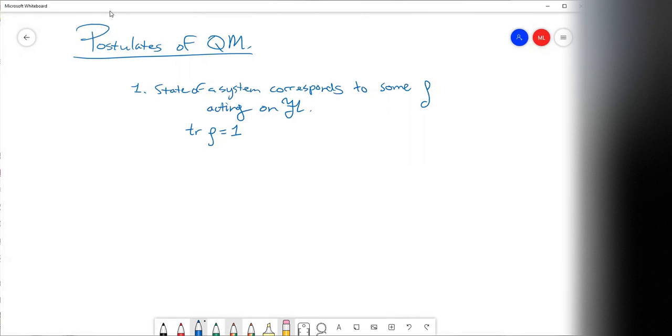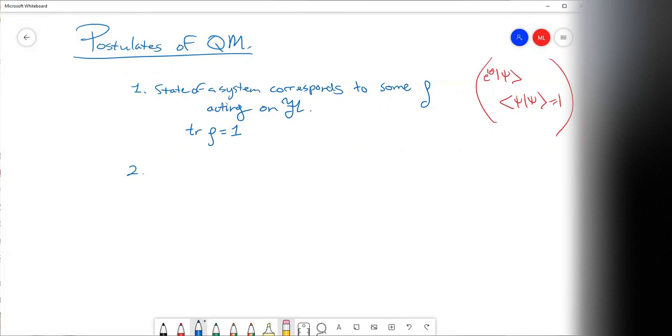So remember before, in the old postulates, we had that postulate 1, the state is represented by a ket, and then you had normalization of the ket. Well, now it's generalized to include classical uncertainty, and it's just a much better way of thinking about things because now you don't have to worry about the phase of the ket or anything like that. So this is much cleaner.